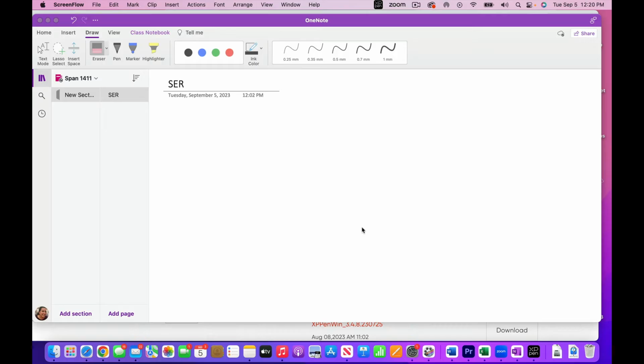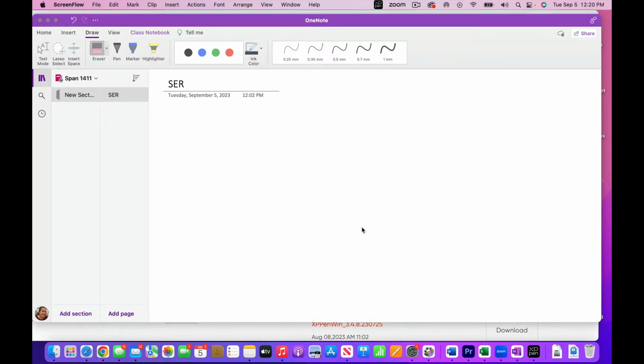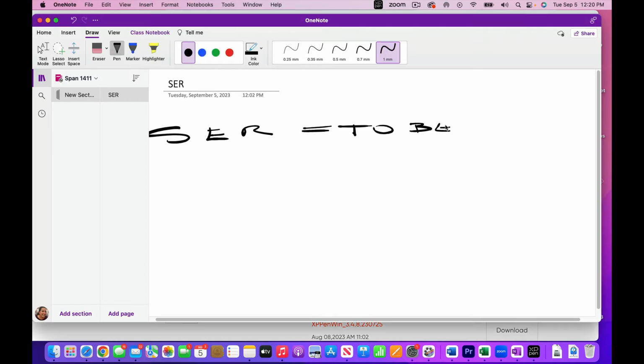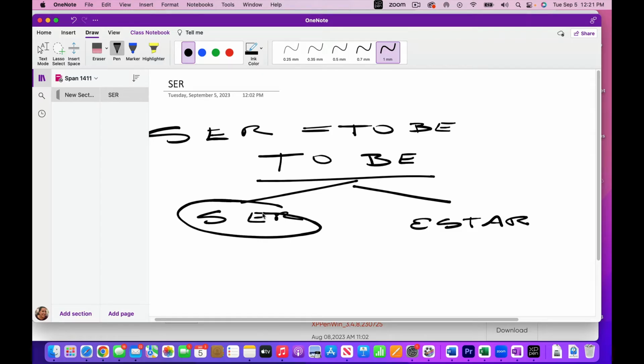Alright, so if you wrote them correctly, here's what you should have. Alright, let's start with ser. Ser. This is the very first verb that you're going to learn, and it means to be. Now, the verb to be in Spanish, actually, we have two words for it. We have ser and we have estar. Okay? So we use different verbs for different circumstances. Today, or in this lesson, we are going to focus on ser.